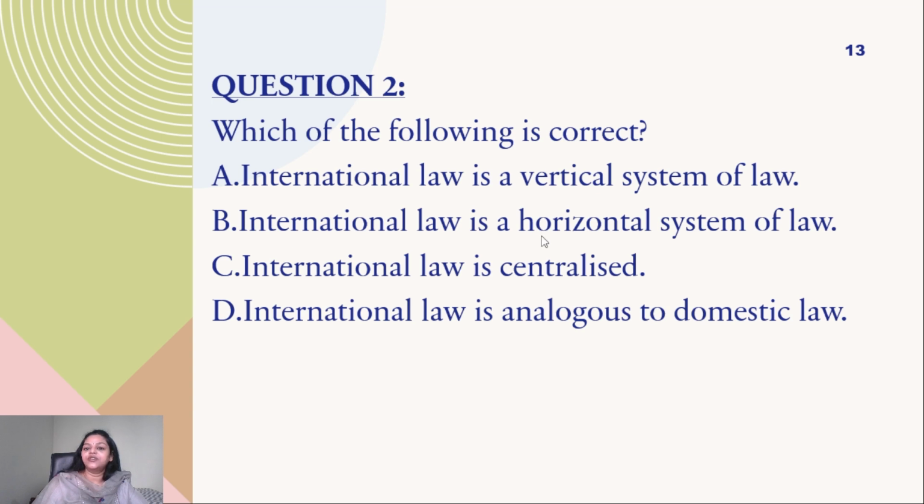Option B, international law is a horizontal system of law. Yes, we discussed that international law is horizontal because all states are on an equal pedestal. C, international law is centralized. No, we discussed that international law is highly decentralized. D, international law is analogous to domestic system. No, we discussed that it is not analogous. It is rather very different from the domestic system. So, international law is a horizontal system is the correct option. B would be the correct option here.